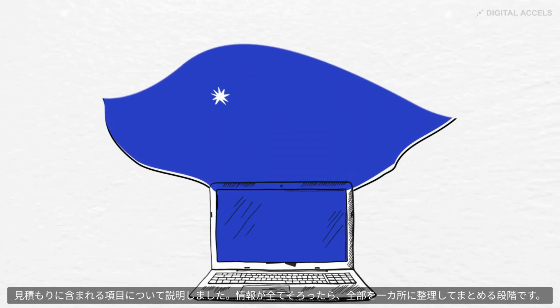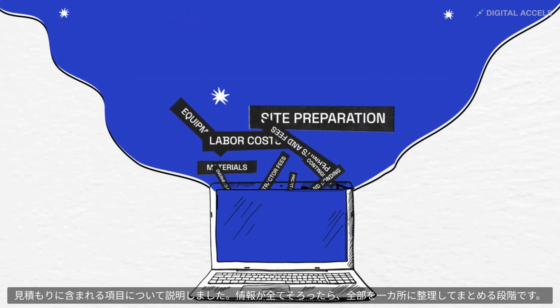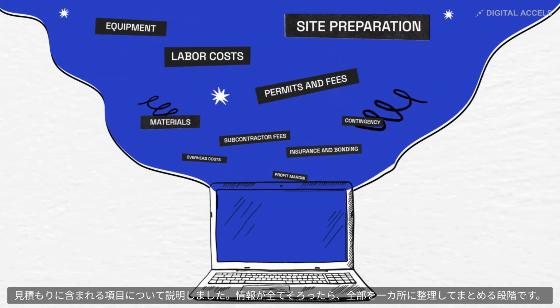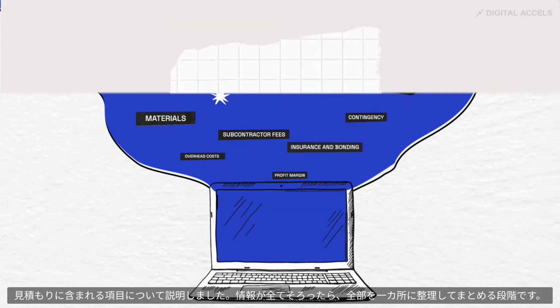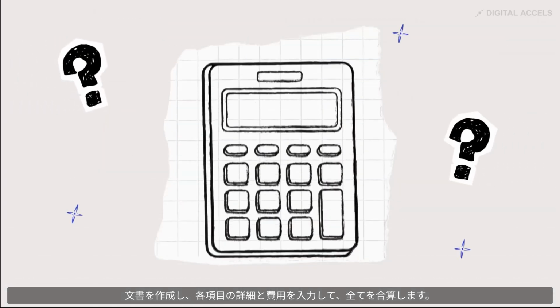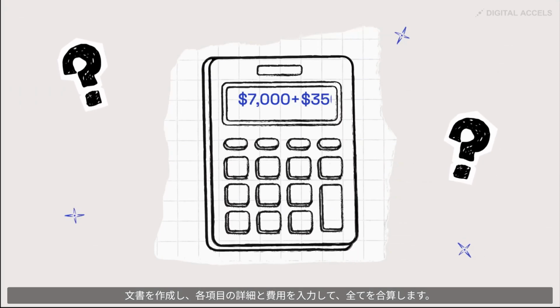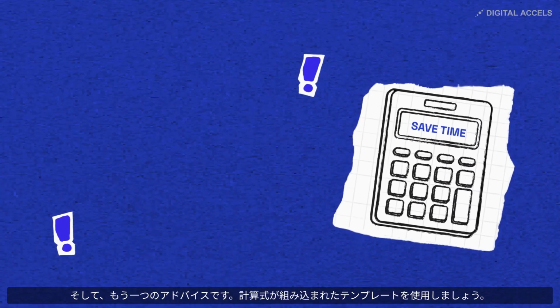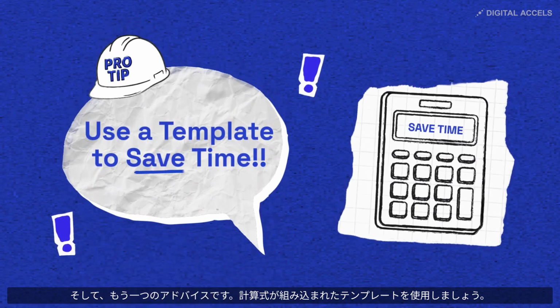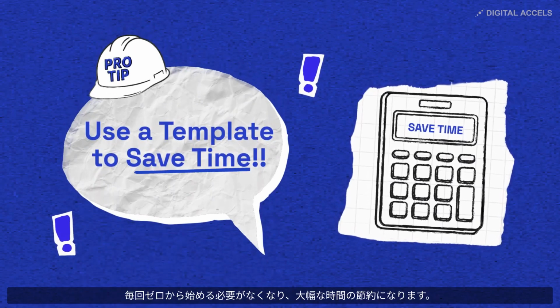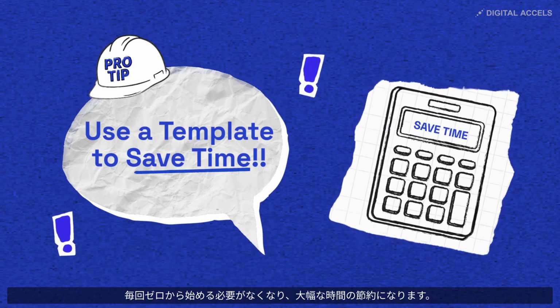We've covered what goes into an estimate, and now that you've gathered all your info, it's time to put all the elements together in one organized spot. Start a document, fill in the details and costs of each element, then add it all up. Oh, and here's another pro tip. Use a template with the formulas built in. It's a huge time saver, so you're not starting from scratch every time.